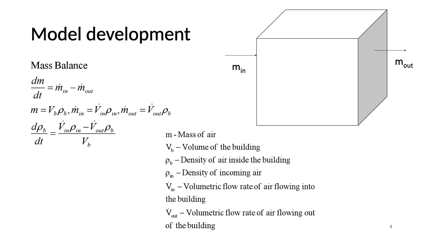So I get my first order ordinary differential equation as d rho B over dt equals V dot in rho in minus V dot out rho out, which is equal to rho B, divided by VB. In this equation, the dependent variable is rho B. VB is a parameter, which is the volume of the building, and the rest are independent variables or inputs.